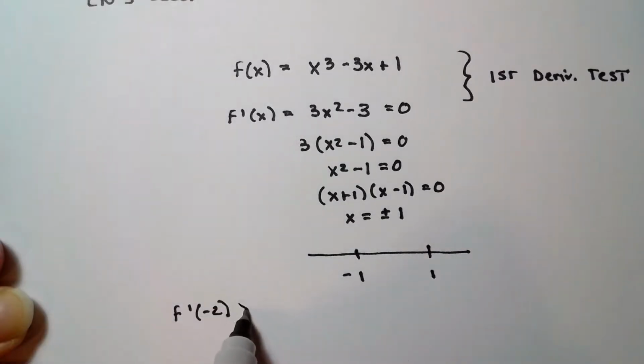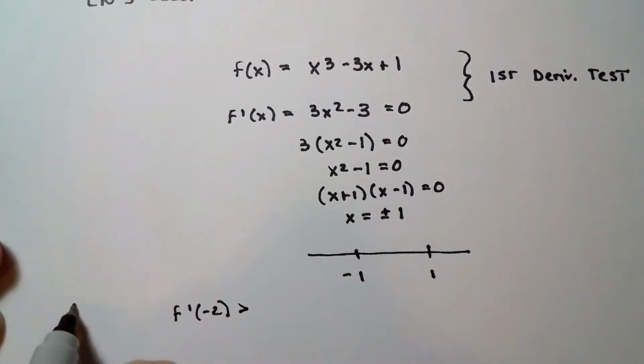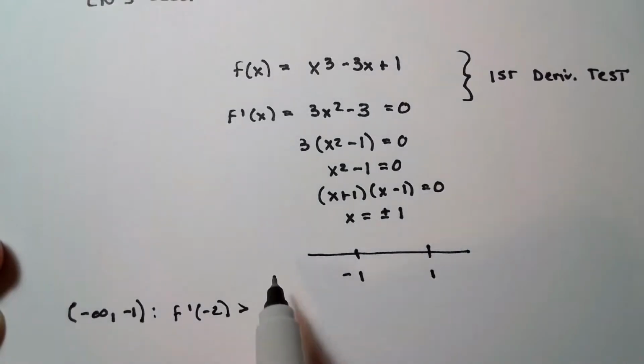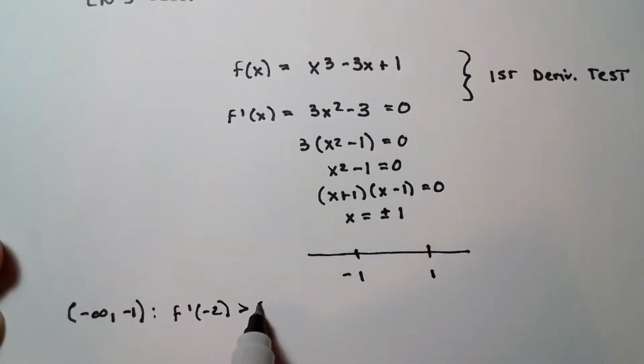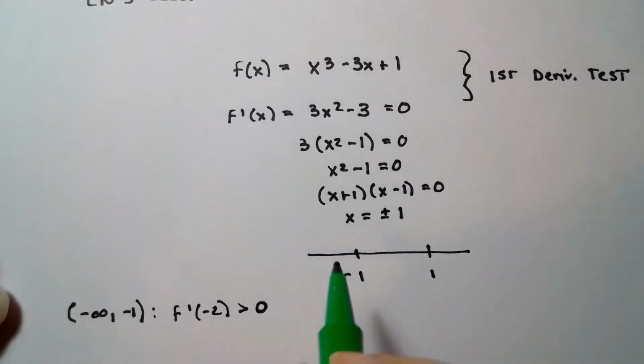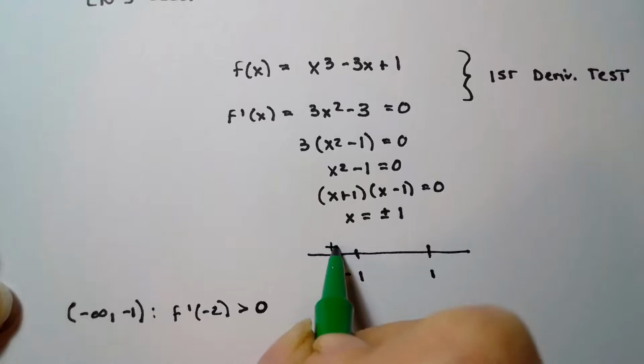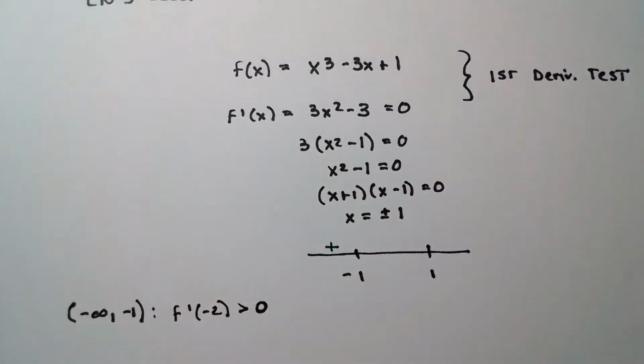So what I know is to the left, or from negative infinity all the way up to negative 1, okay, on this interval or sub-interval, when I plug in a negative 2 into the derivative function, it's going to be a positive number. I don't care what the number is. All I care is that it's positive. So from negative infinity to negative 1, the value of the derivative is positive.